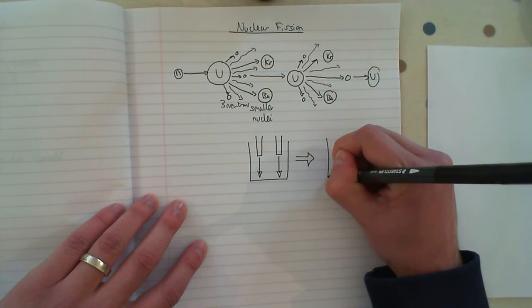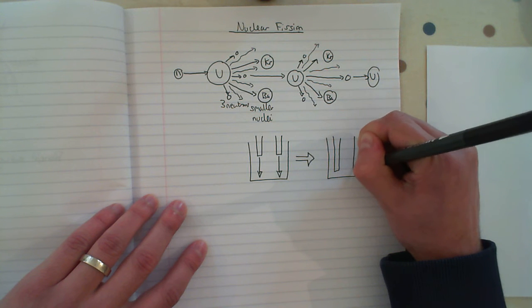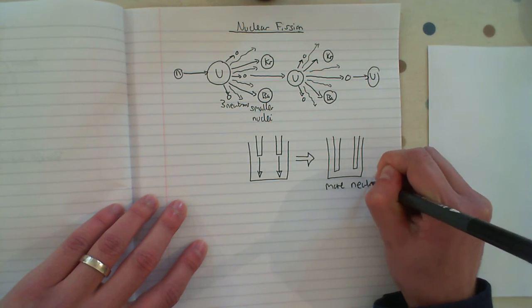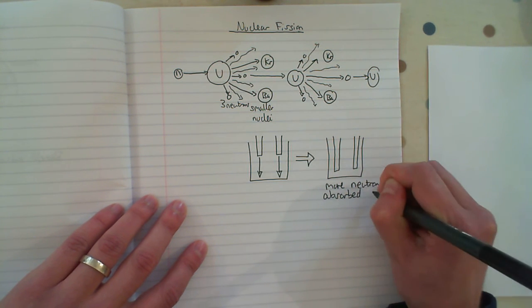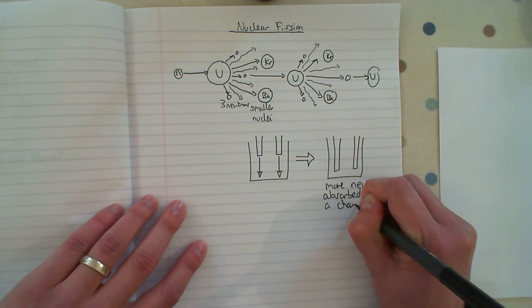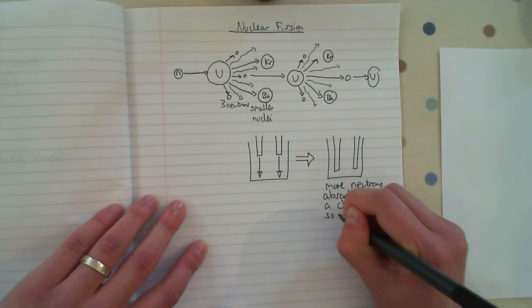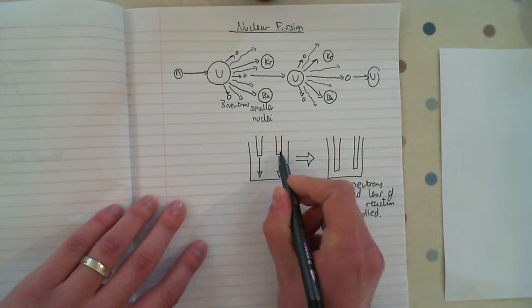If we lower them in, more neutrons are absorbed, so less chain reaction. More neutrons are absorbed, less of a chain reaction, so it's controlled. And that's why they're called control rods.